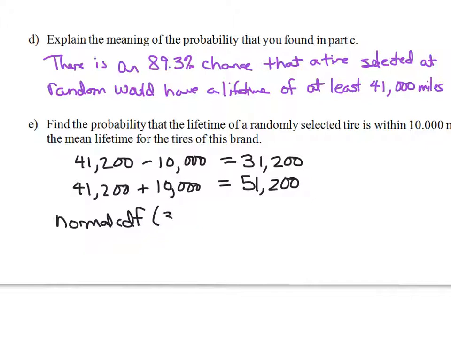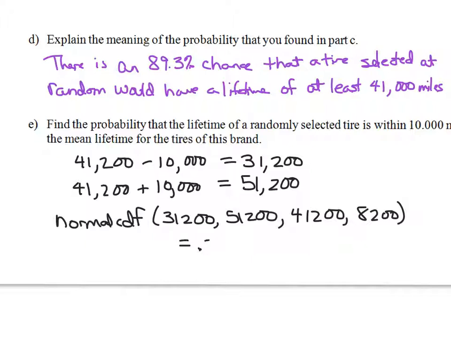of the range of scores from 31,200 to 51,200, with our mean being 41,200 and our standard deviation being 8,200. So go ahead and type that into your graphing calculator. And I got 0.777, which is the percent 77.7%. So there's a 77.7% chance that I'm within 10,000 miles either direction, either below or above the mean.